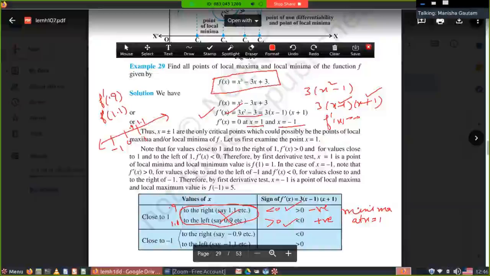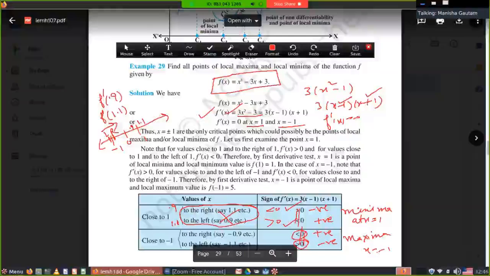And when you check for -1, you can put one value from the left and one value from the right. Left and right values you have to put from here. Then you will get what? From positive to negative. You can see here, this is a left value, this is a right value. Put two values around -1, one on the left of -1 and one on the right of -1, and check from left to right. Then you are getting positive to negative. It means you are getting maxima at x is equal to -1.